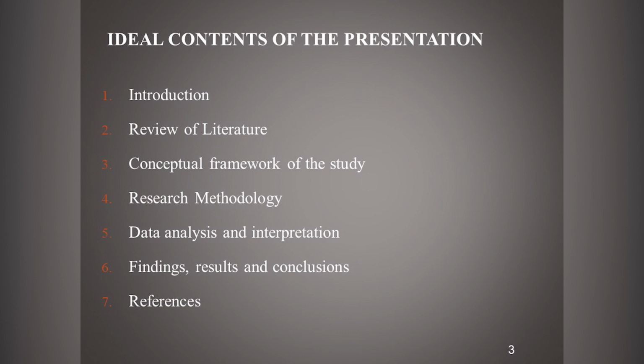elements, hence and elaboration. So the first point is introduction about the topic. Second one is review of literature, in which we have to present some important literature that is used in our study. Third one is the conceptual framework of the study in the form of a model. Fourth one is the research methodology used in this study. And the fifth one is data analysis and interpretation, which is based on the statistical tool you have applied. Sixth one is findings, results and conclusion. And the last one is references.